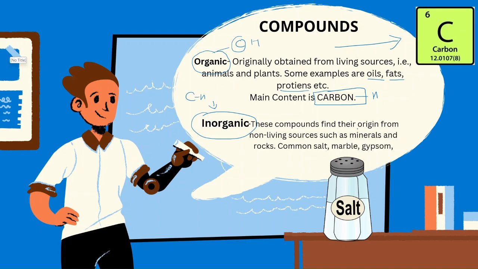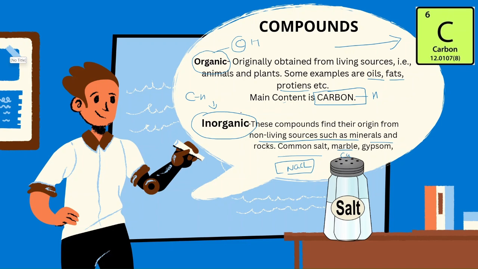These compounds find their origin from the non-living sources such as minerals, common salt. Now common salt is what? NaCl. NaCl doesn't have carbon, right? Calcium is present in marble, so calcium is not made up of carbon. Okay, so this is all. Apart from carbon hydrogen bondings, all are inorganic compounds.